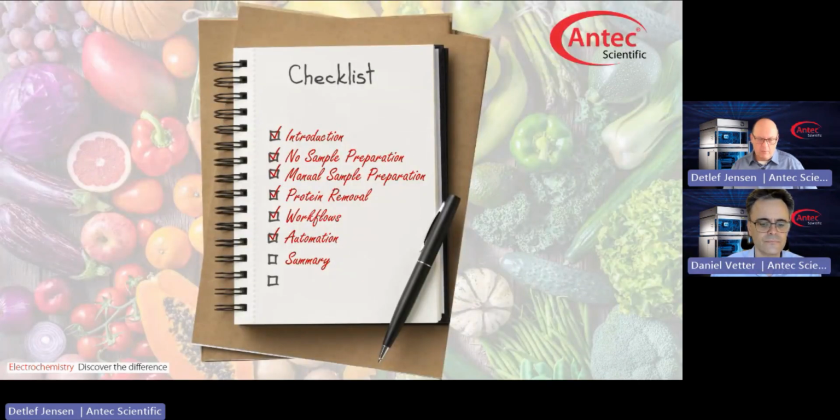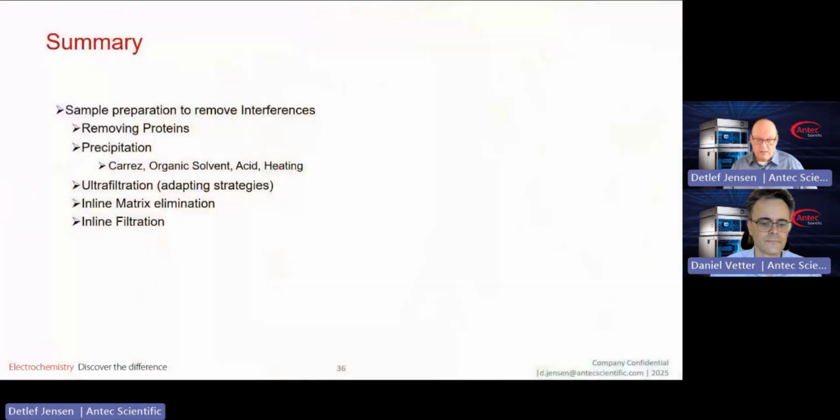Now, that was automation. That leaves me just to summarize the presentation. What did we talk about? We did talk about the error contribution of sample preparation to the analytical total error. And we talked about that having it under control is a best way to minimize that contribution.